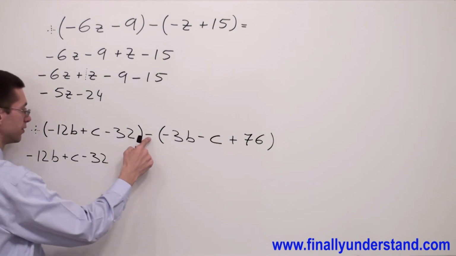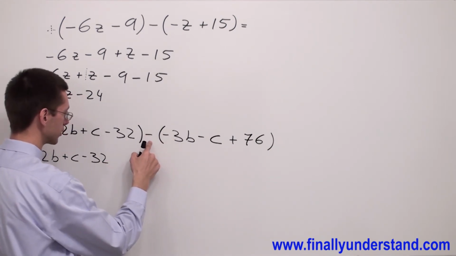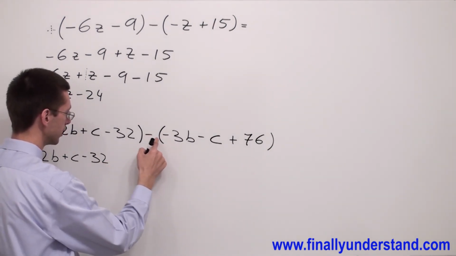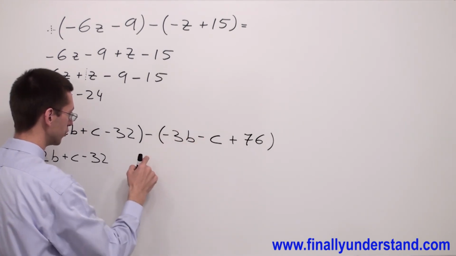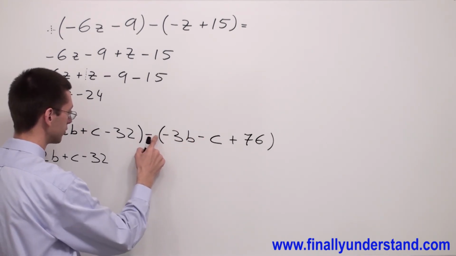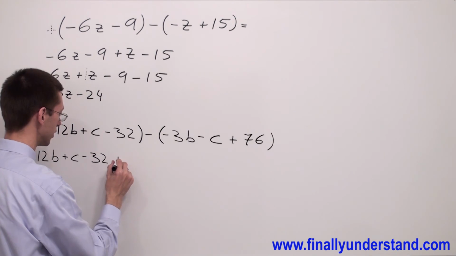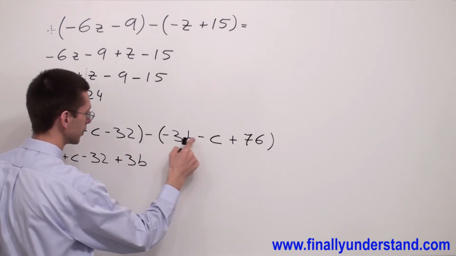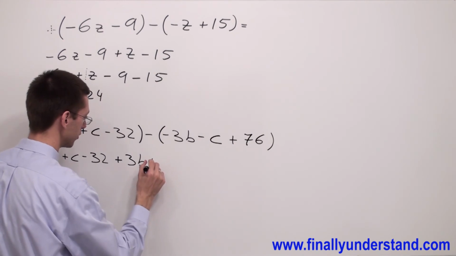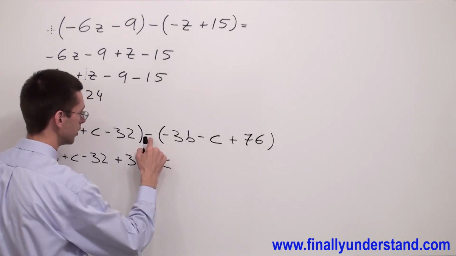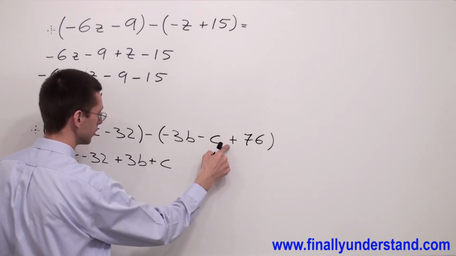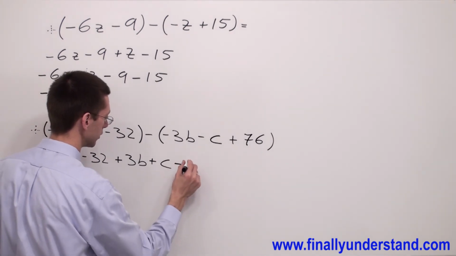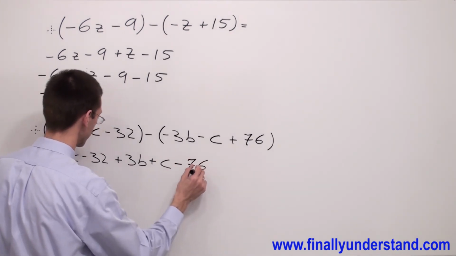Now this time I have a negative sign at the front of the parentheses. I simply multiply this negative sign by every single sign inside of the parentheses. I have negative times negative is positive, plus 3b. Negative times negative gives me plus c. Negative times positive gives me negative 76.